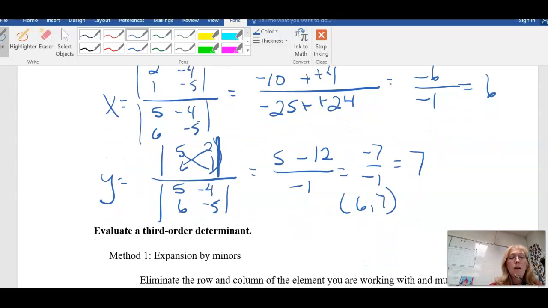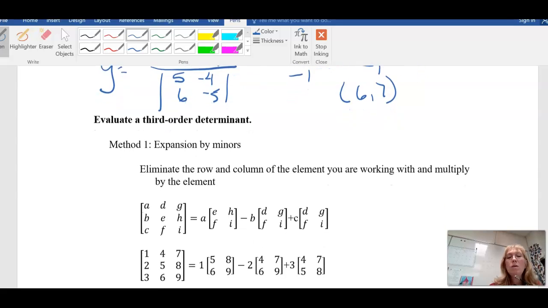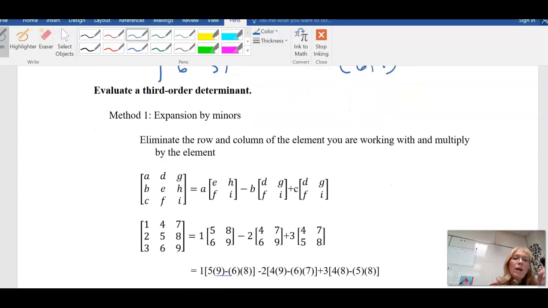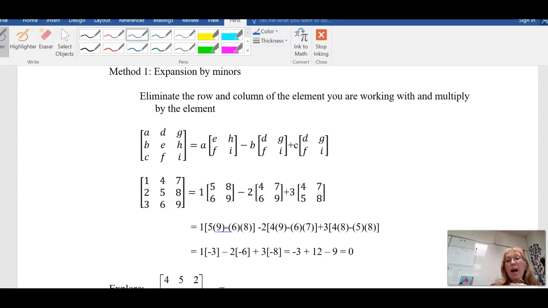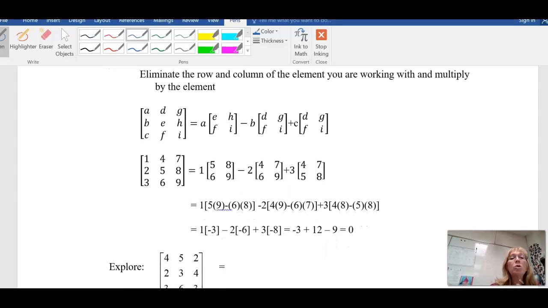All right. Third order. Okay, this one's a little harder. There's two ways to do it. I'll show you both, and you can use whichever method you like. One is called expansion by minors, and the other one's diagonals. I actually prefer the second, but some people understand this one better. So what you do is we break this down into 3 smaller matrices. So we take the first one, A. So where A is at, we take out his row and his column, and his new matrix is E F H I.